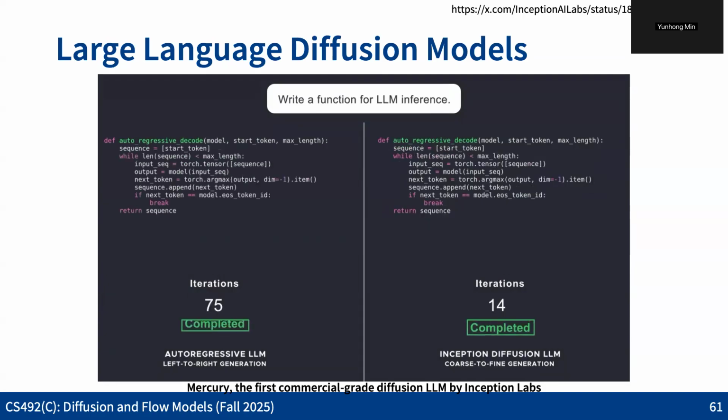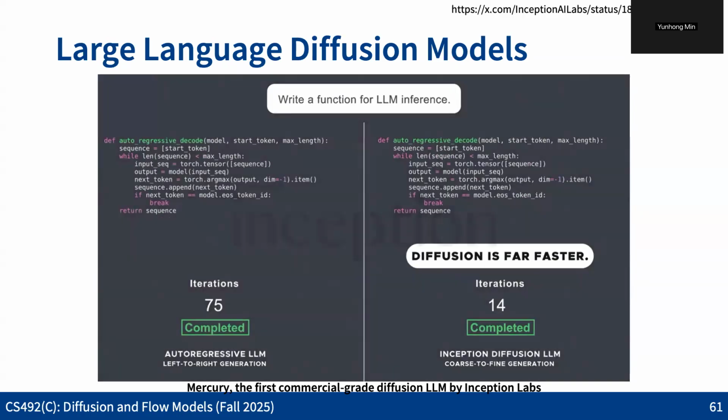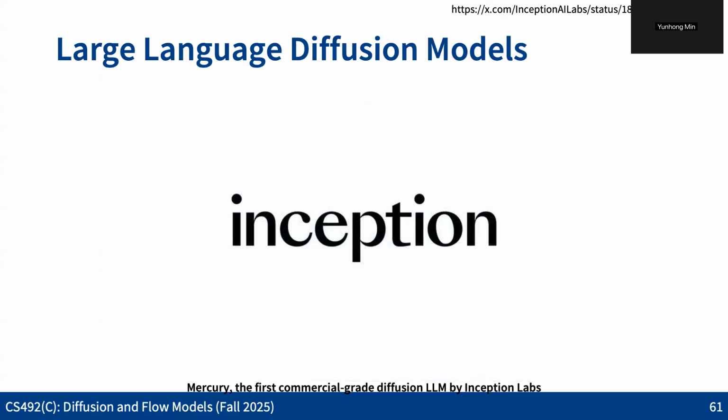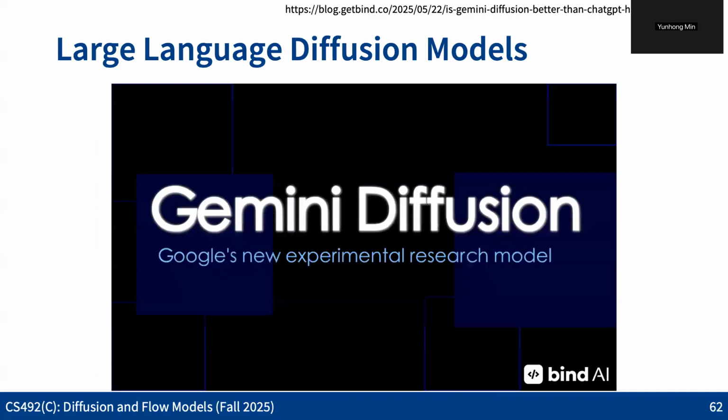So these are also some examples of adapting the idea of diffusion, the denoising process, to produce discrete data. Which means we are seeing advances in applying diffusion models to discrete data as well. And there is also Gemini Diffusion, which is another example of applying diffusion models to language modeling.